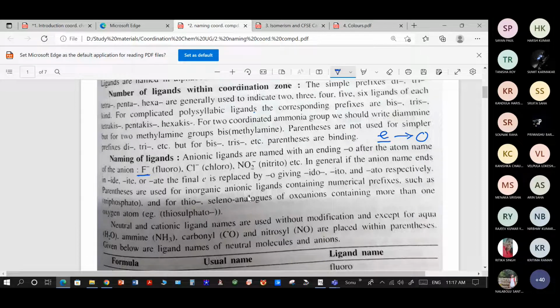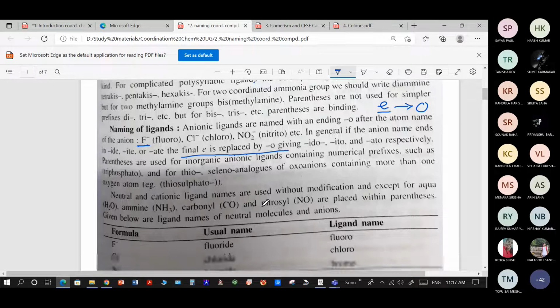So this one final E is replaced by O, giving iodo, ito, ato, like sulfato, nitrato. Nitrate is an anion, so E is there, so it will be said nitrato. So ato means that the E will be replaced by O, so that will indicate the negatively charged ligand centers over in the complex. Okay, thiosulfato. So this kind.